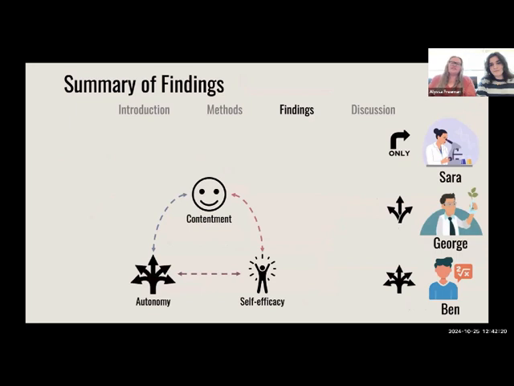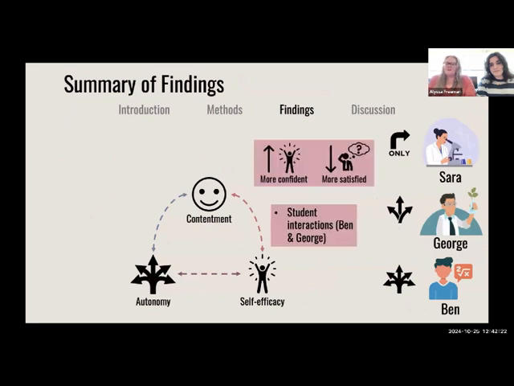And so to summarize our findings here, for thinking about the relationship between contentment and self-efficacy, we saw from both Ben and George that student interactions could really play an important role. George described how now that he has a sense of confidence, he can shift his focus towards gaining a sense of satisfaction from his teaching. And Ben felt more or less confident and satisfied with his student interactions, so student interactions could influence his confidence in those interactions.